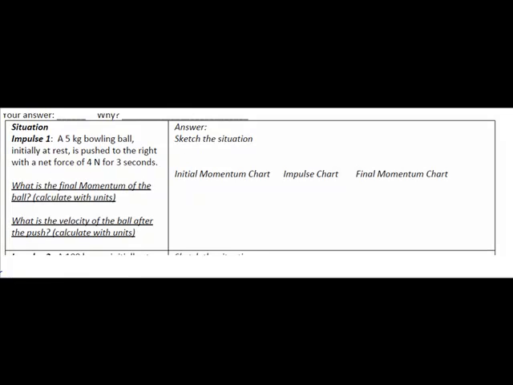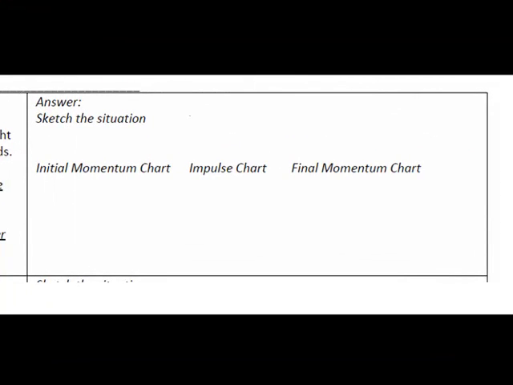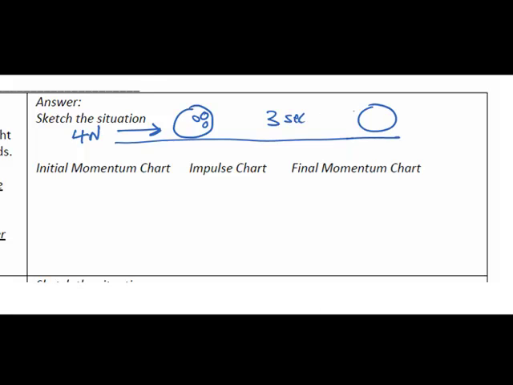Let's take a look at impulse and changing momentum. In this case, a 5 kilogram bowling ball initially at rest is pushed to the right with a net force of 4 newtons for 3 seconds. Let's go ahead and sketch that situation. Initially, I've got my bowling ball. We'll have a force to the right of 4 newtons. And 3 seconds later, our bowling ball is probably moving to the right. Okay, we've sketched our situation.